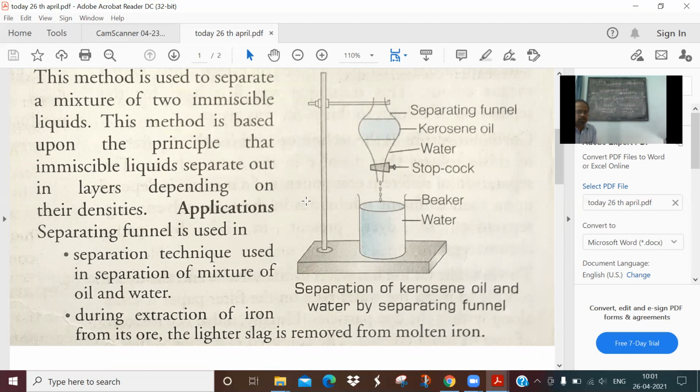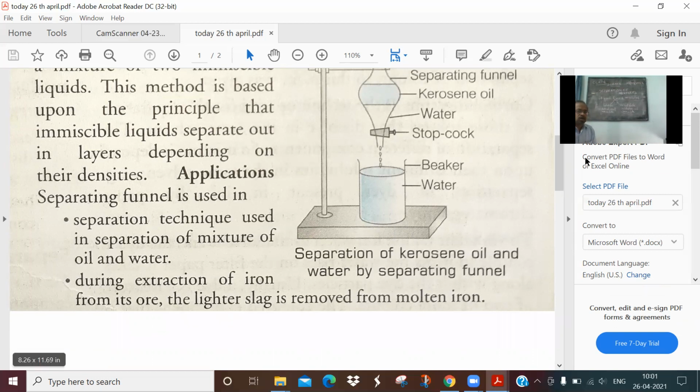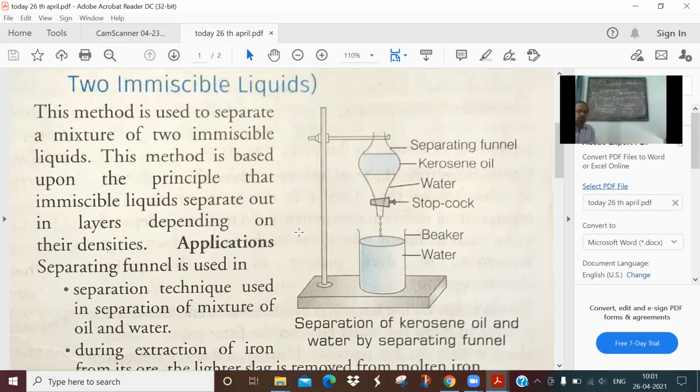This is simple, as shown. Then second, during the extraction of iron; forget about this for now, you will learn it in higher classes. For the time being, you just have the idea of separation of immiscible liquids, that are insoluble liquids, by employing a separating funnel.